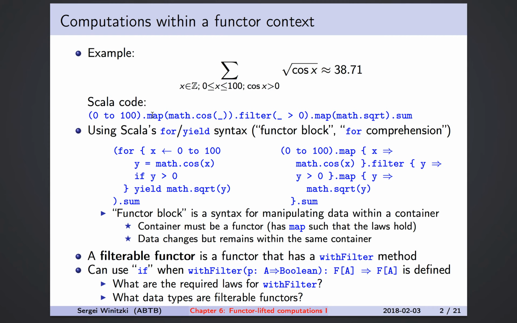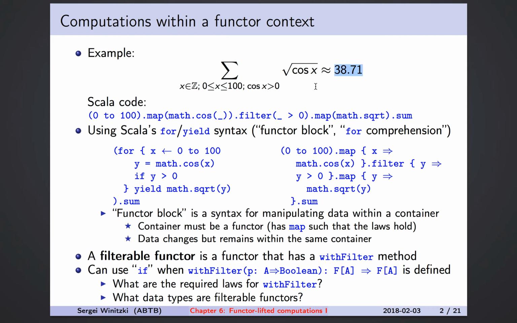So in the Scala code, this is represented by this program, which is: we take the sequence from 0 to 100. We map with a cosine function. We filter with the condition that the argument is greater than 0. After the filter, only those elements which are already transformed to the cosine values are left. Then it is safe to take the square root of those cosine values and add them up. So this would be approximately the result.